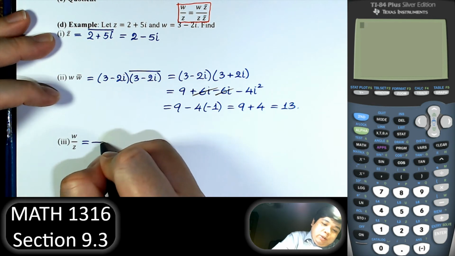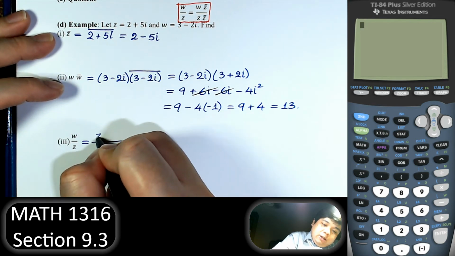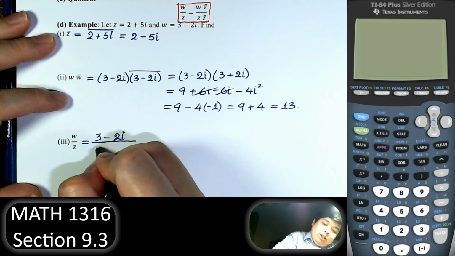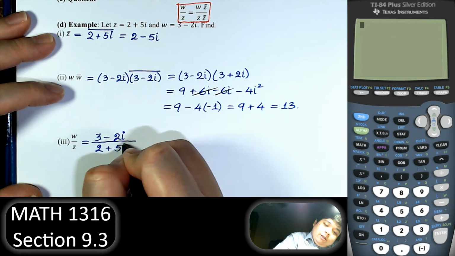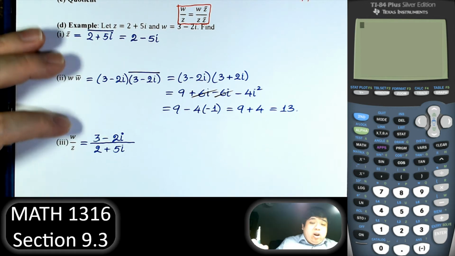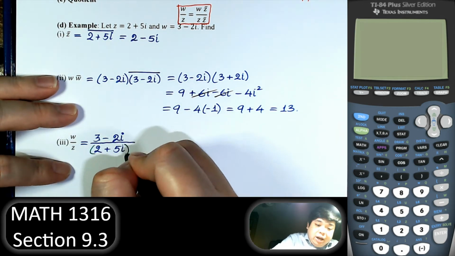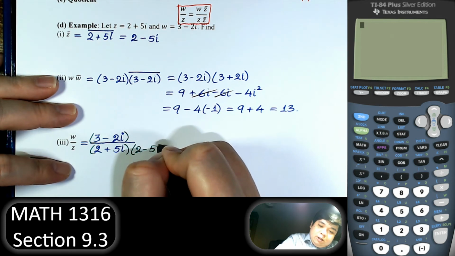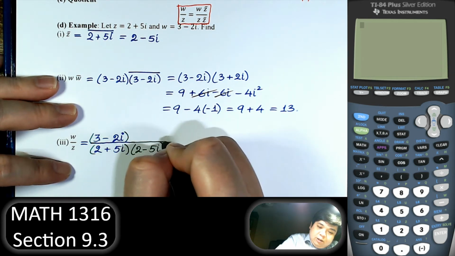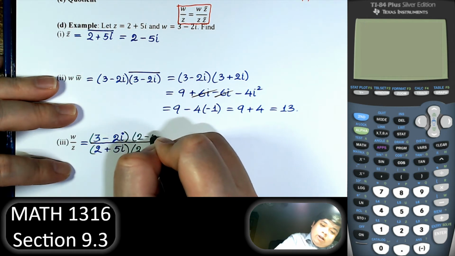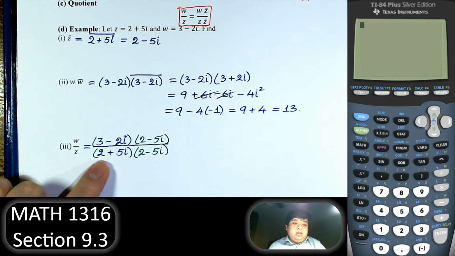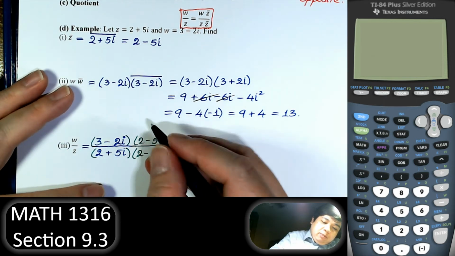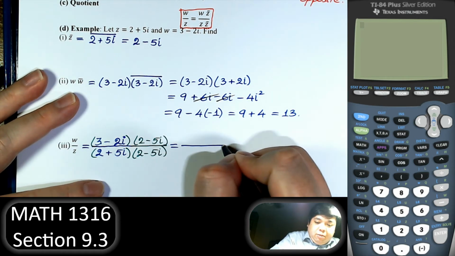w is 3 minus 2i. z is 2 plus 5i. Now we cannot really divide, but we can multiply by the conjugate, 2 minus 5i, the conjugate of the denominator. The denominator is 2 plus 5i, so that will be 2 minus 5i. Now, just multiply them out. Combine like terms.